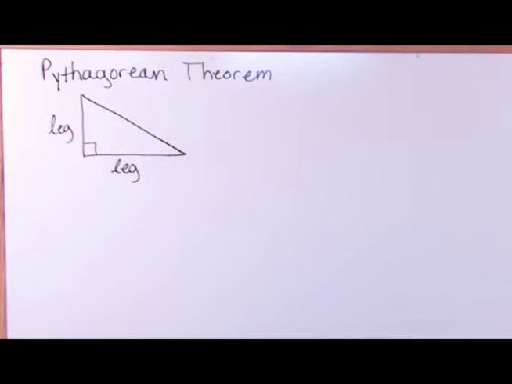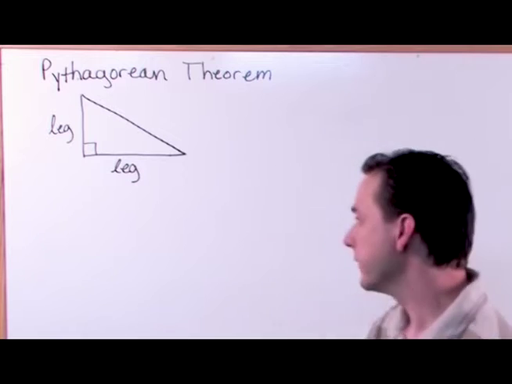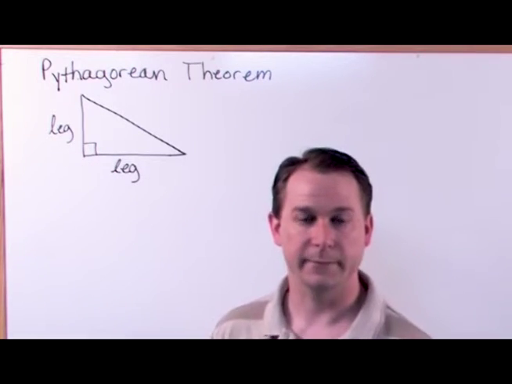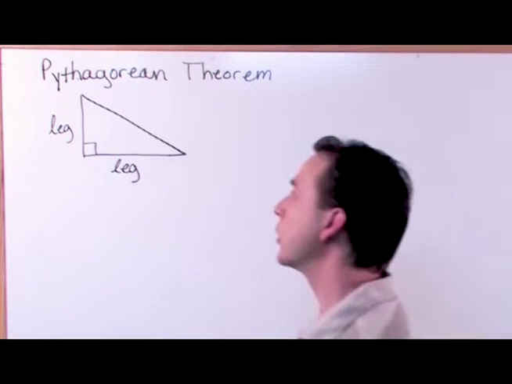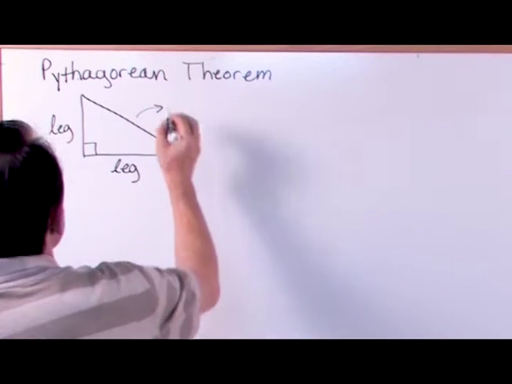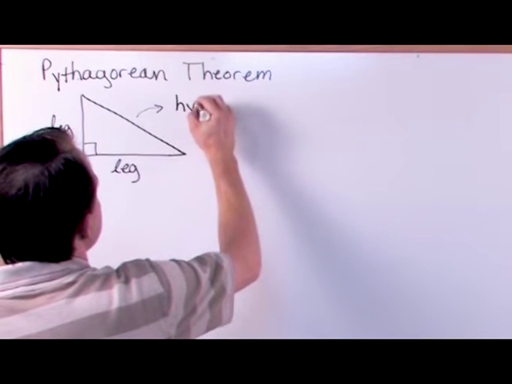I mean, there's nothing special about it. There's nothing magical about it. It's just a label. Okay, so this is called a leg, and this is called another leg. The other length, we're not going to call it a leg. We're going to call it something really fancy. Okay, we're going to have a really fancy name for it, and it's called the hypotenuse.